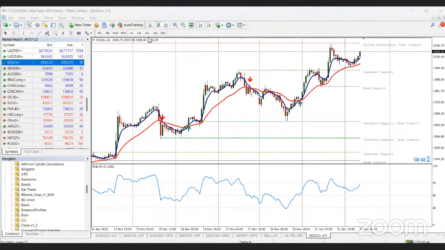Moving average, EMA cross strategy. Contact your account manager to know how to get it.